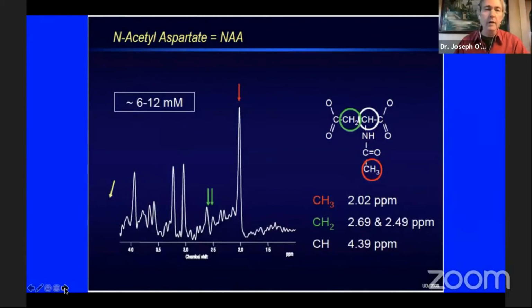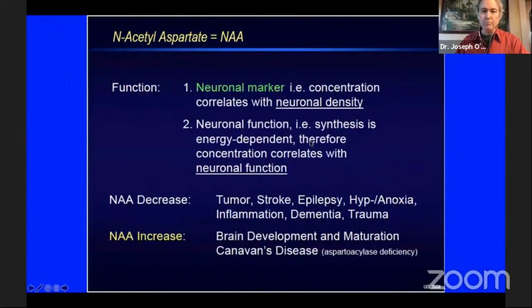Three metabolites we're interested in for studying FASD are NAA, glutamate, and choline. The first is N-acetyl aspartate, NAA. It has a peak right here on the spectrum. N-acetyl aspartate is highly abundant in neurons. It correlates with the density of the neurons inside the voxel. Therefore, it's thought of as a kind of neural marker. But it's also sensitive to the amount of activity the neuron is exhibiting, so it's a marker of neuron function, not just presence. NAA is in below normal amounts in several neurological disorders. It tends to increase in the course of brain development and maturation.